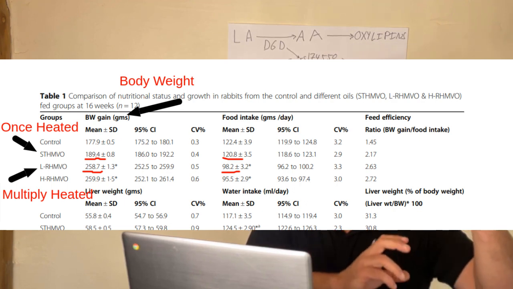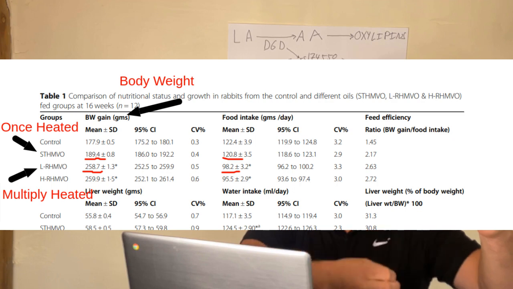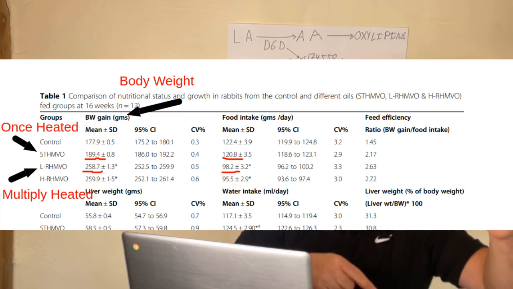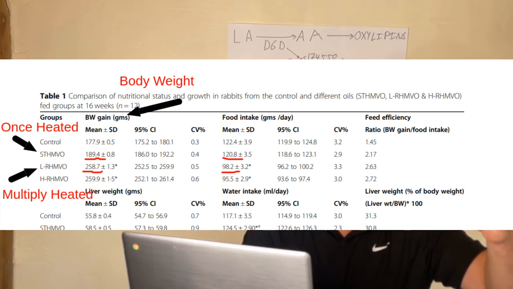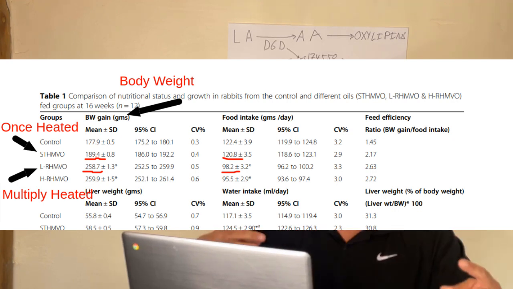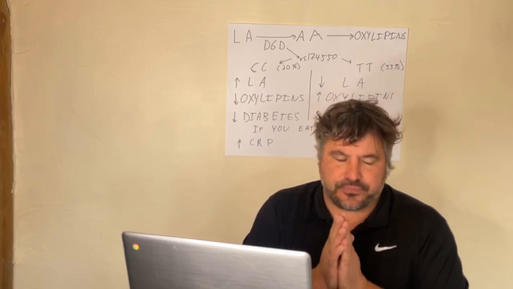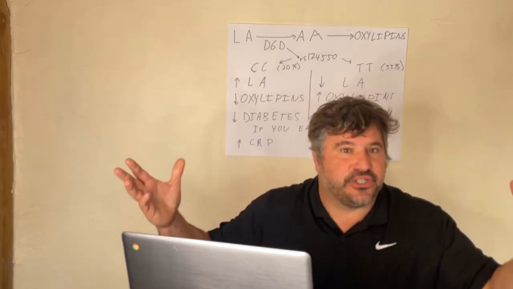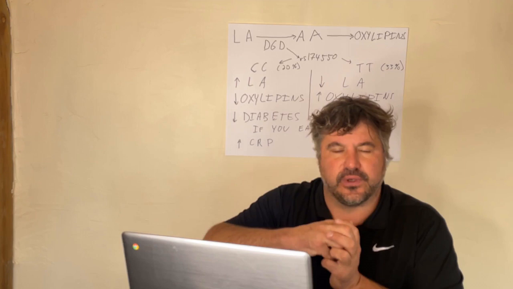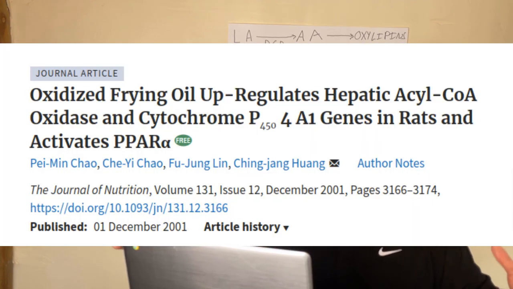And the rabbits that get the reheated oil, the multiply reheated oil, they become obese compared to the normal rabbits, but they actually eat less. So it's less calories, more fat, due to the reheated fryer oil. And like I say, my blog is not about inflammation. It's about effects of these vegetable oils and seed oils on lipid metabolism.